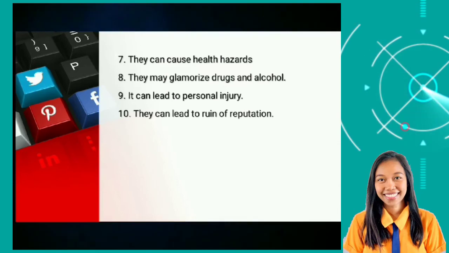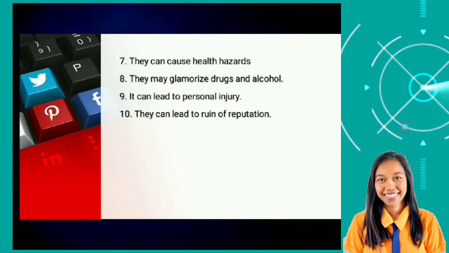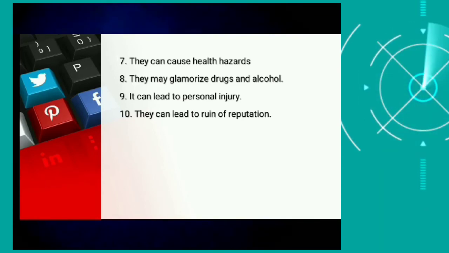Number 9, it can lead to personal injury. Some people decide to follow the stunts showcased in the media. Last but not the least, they can lead to ruin of reputation. It is possible for one to create an anonymous account. Such accounts can be used for malicious reasons, such as spreading rumors that can lead to ruin of the reputation of an individual or a company.